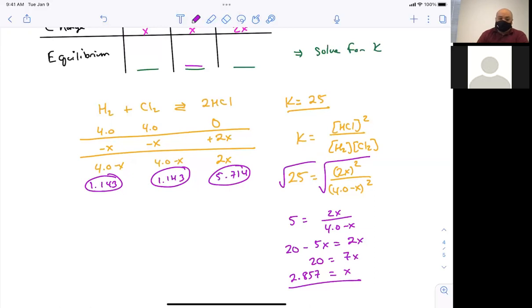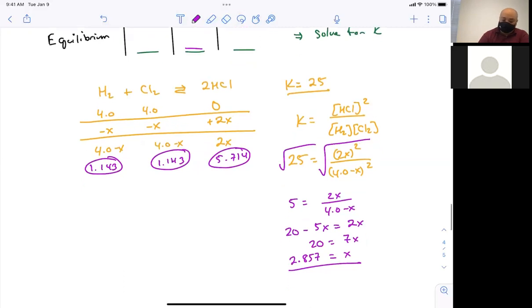Because if you got a larger amount on the reactant side, then your number couldn't be 25, and that would be a whole different scenario. So you would have made a calculator error there. It's about checking your answers here. Okay. Questions about that? Okay.